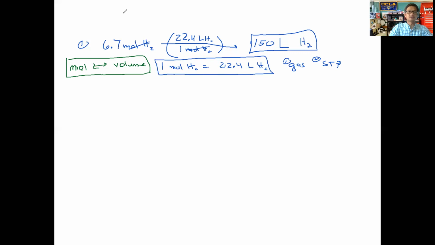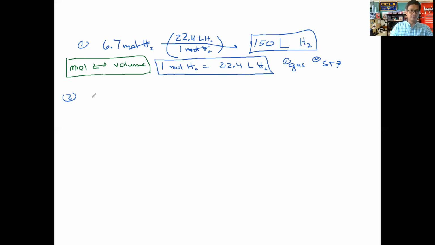Okay, so that's one of the conversions that we've done so far. Let's take a look at the second one. Problem number 2, they're asking us about moles, and they give us the masses of each one of these substances here. So let's go ahead.